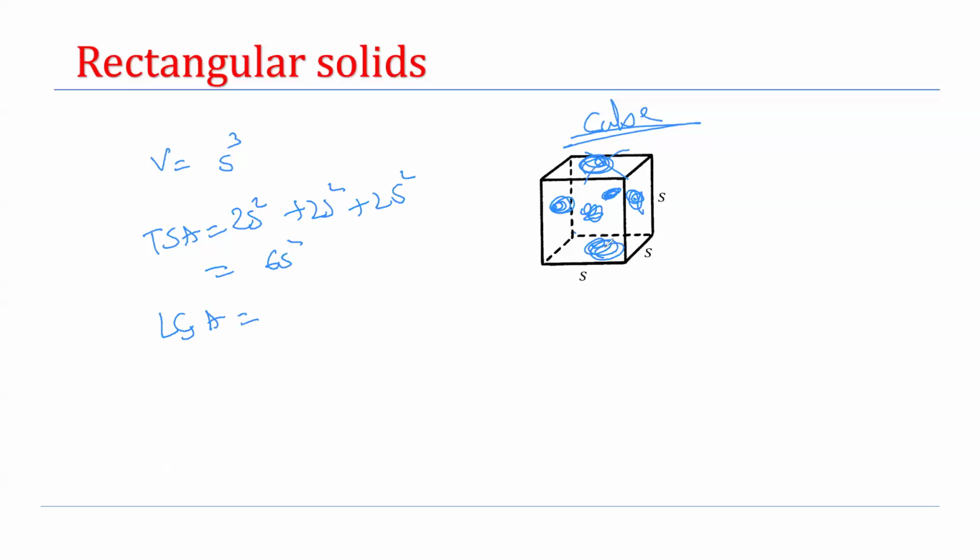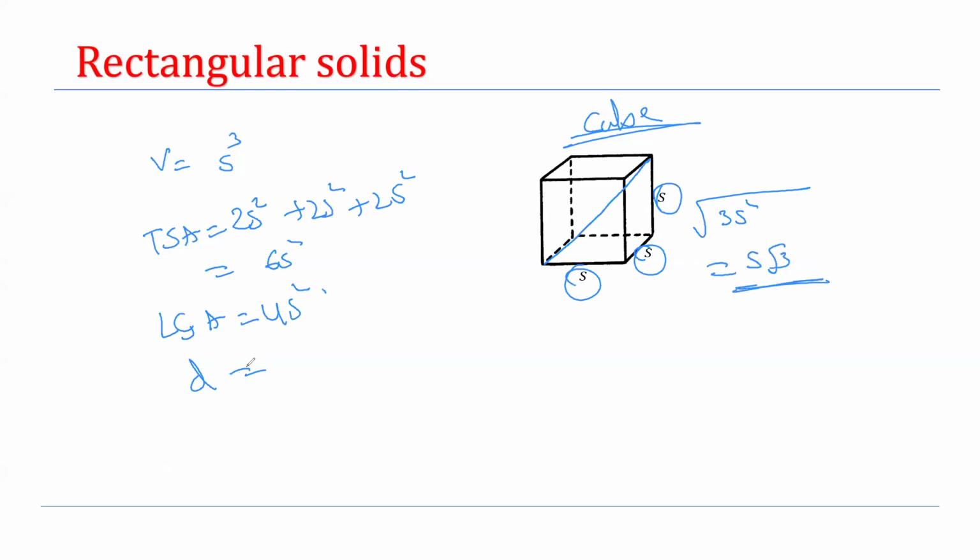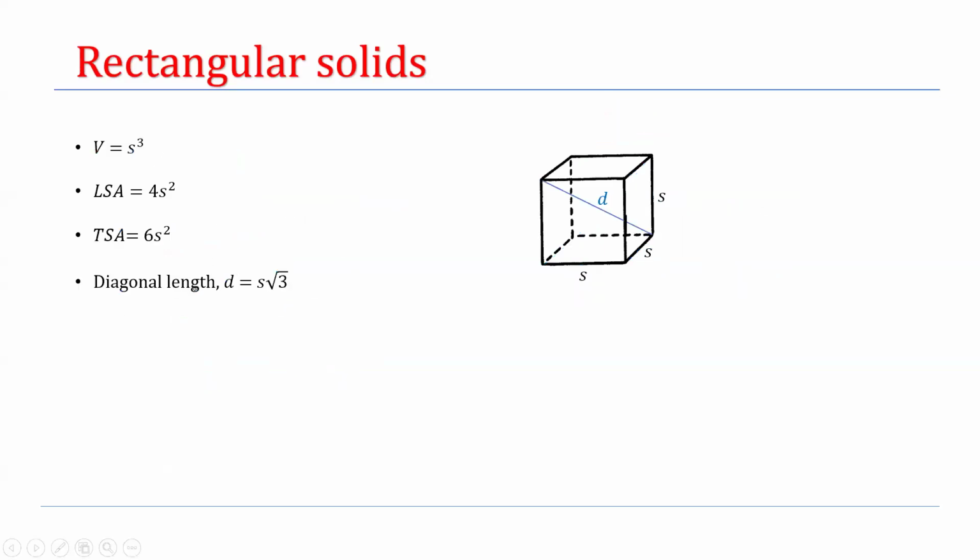The lateral surface area, can you tell me? You should remove this, 4S square, sir. Yes, perfect. Can you think of diagonal? So diagonal is root of this square plus this square plus this square. That means 3S square, that will get S root 3. Diagonal will be S root 3. Remember this. You understand this? Volume equal to S cube, LSA equal to 4S square, TSA equal to 6S square, diagonal D equal to S root 3.